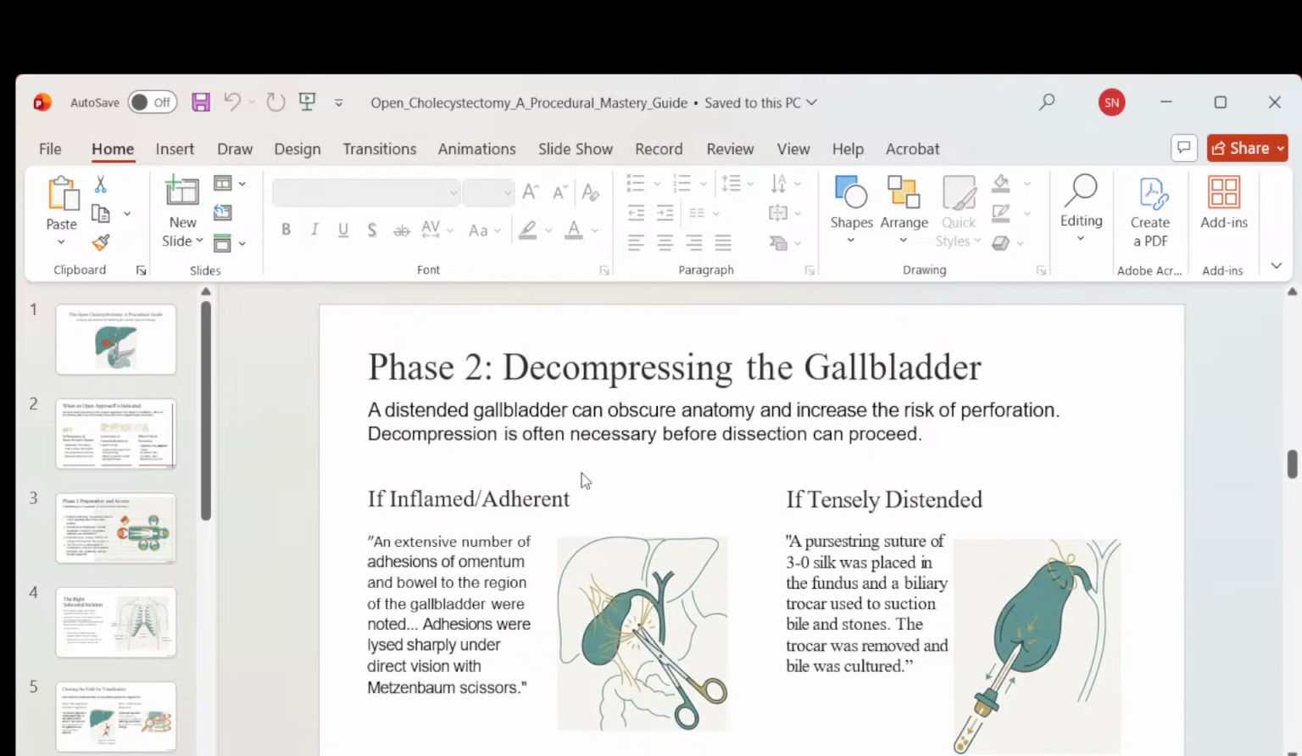In case of an inflamed or adherent gallbladder, an extensive number of adhesions of omentum and bowel to the region of the gallbladder were noted. Adhesions were lysed sharply under direct vision with Metzenbaum scissors. Metzenbaum scissors, I will clearly explain when I discuss the instruments. So today, remember, the adhesions are removed first.